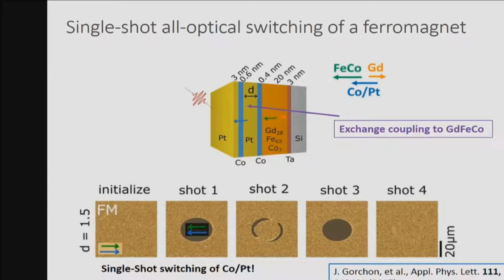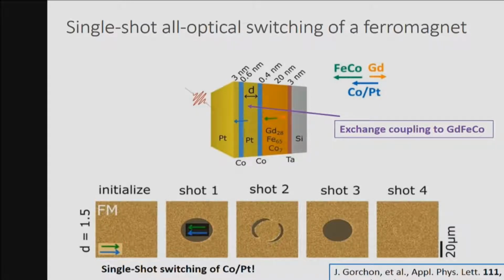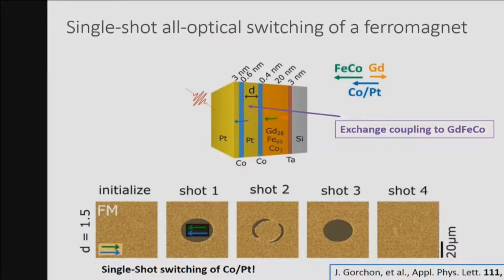Here's the gadolinium iron cobalt. Here's a thin platinum spacer, and here's a cobalt ferromagnetic layer. So far we've only done optical switching experiments on this stack. The idea here is that the cobalt magnetic layer would be closely coupled to the gadolinium iron cobalt magnetization by what's called exchange interaction. And so the idea was that if we could optically switch the gadolinium iron cobalt, maybe the exchange interaction would drag the ferromagnet on top to also switch. And sure enough, that works.